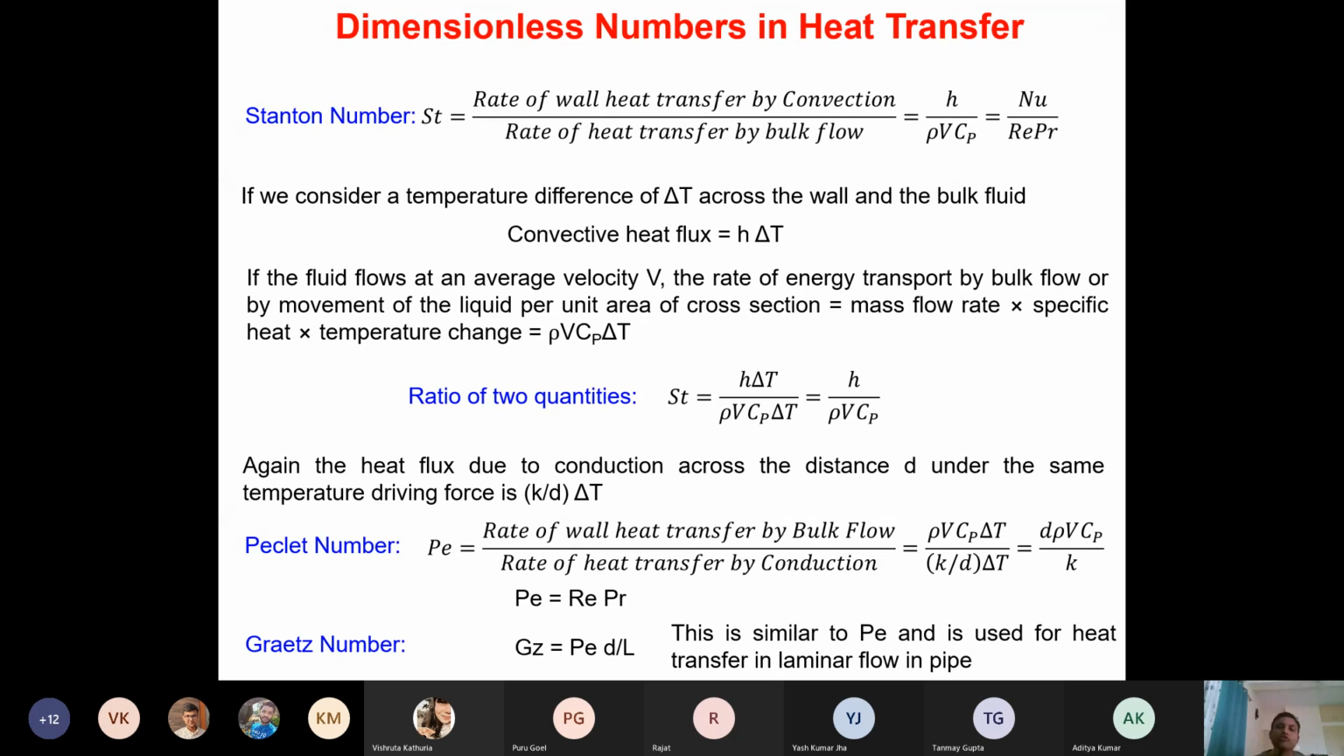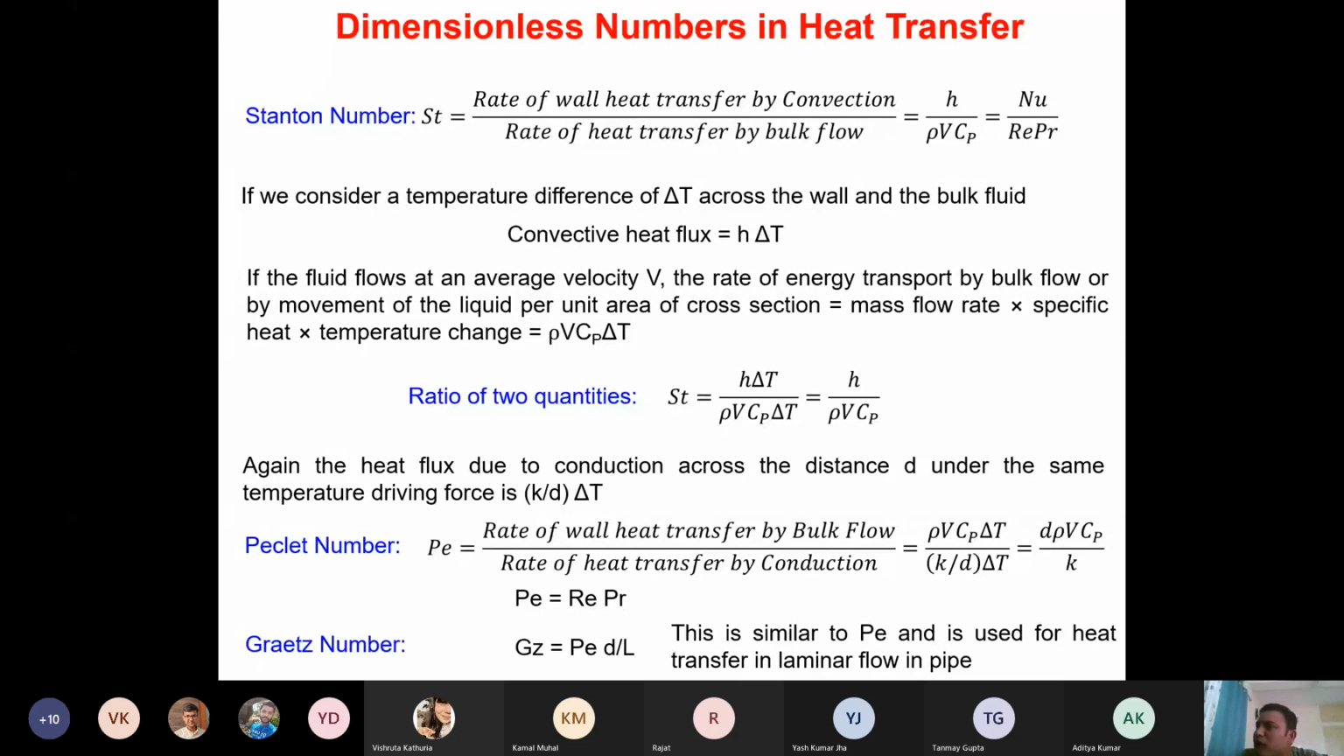Okay. So now let us look at this in more detail. If you consider a temperature difference of delta T across the wall and the bulk fluid, convective heat flux is given as h delta T, isn't it? If the fluid flows at a velocity V, the rate of energy transport by bulk flow, or by movement of the liquid, per unit area of the cross section, that is mass flow rate into specific heat into temperature change. So that is given as rho V Cp delta T. So what it means is, whatever heat transfer is taking place by convection can be given directly by Newton's law of cooling. So that is h delta T.